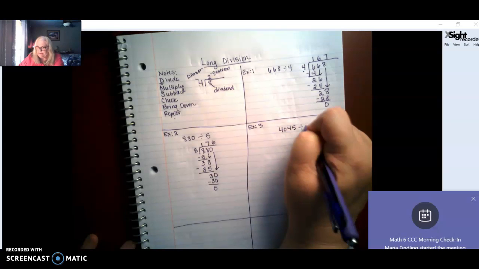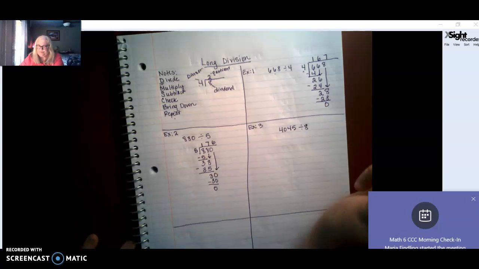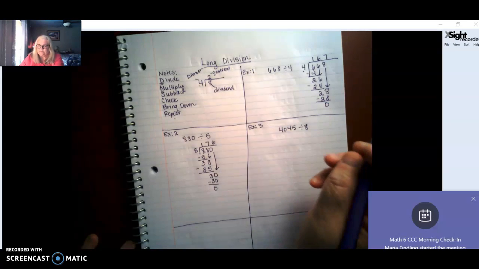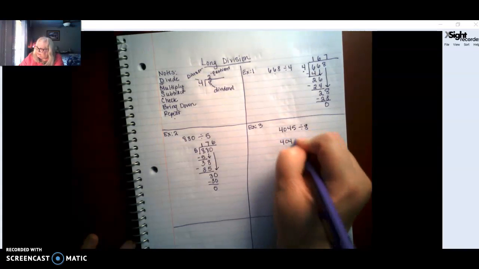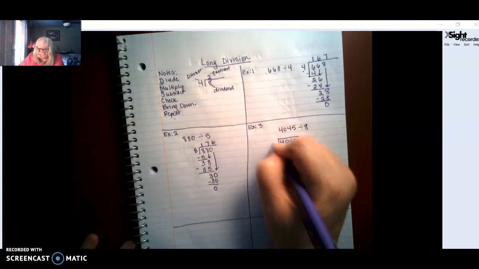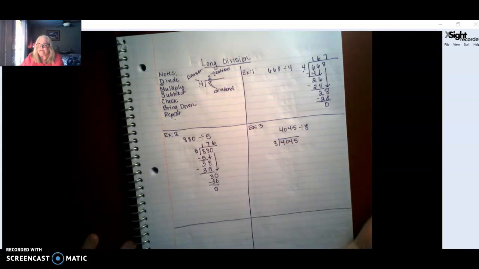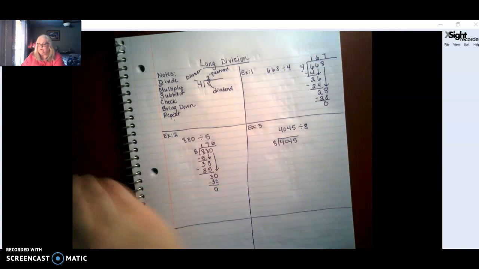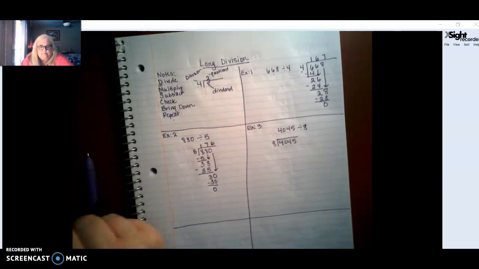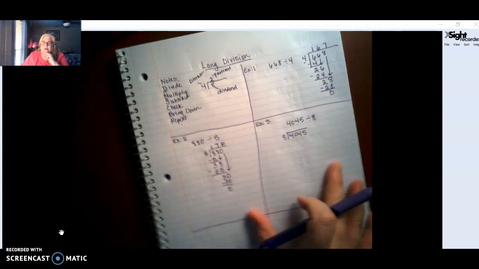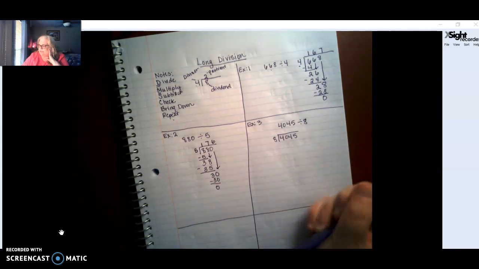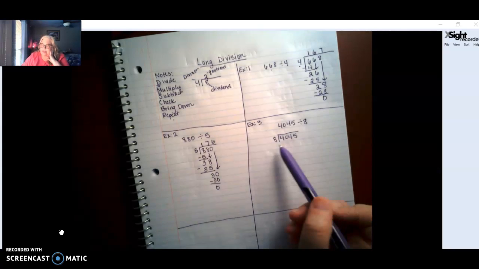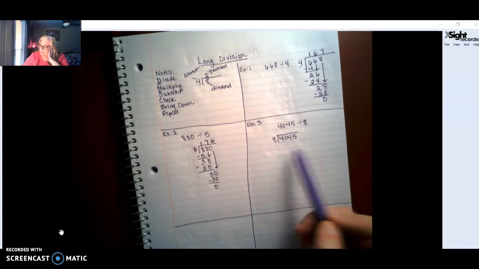4045 divided by 8. 4045 goes in the house, divided by 8. Okay, so here we continue with 4045 divided by 8. So here is our first problem.